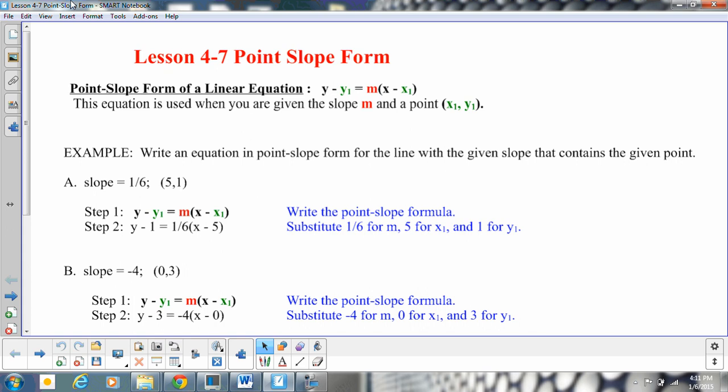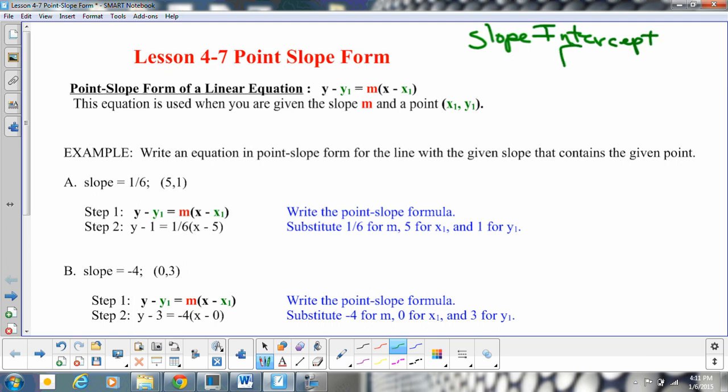Today we will be doing a lesson using point slope forms. If you'll remember, in yesterday's lesson we learned about the famous slope intercept form. Got to know that one. The slope intercept form is a formula in which we solve for y and look at y equals mx plus b. Remember, m is your slope, and b is your y-intercept.